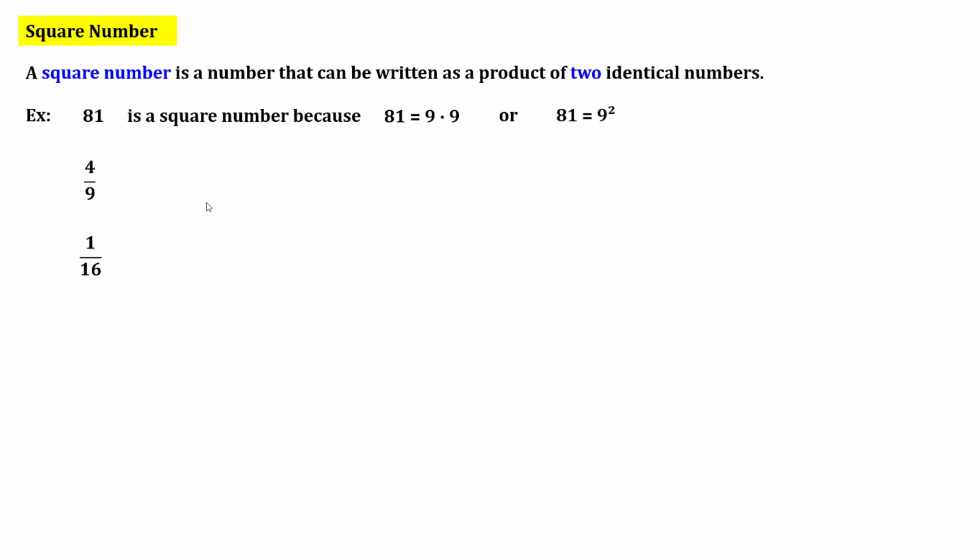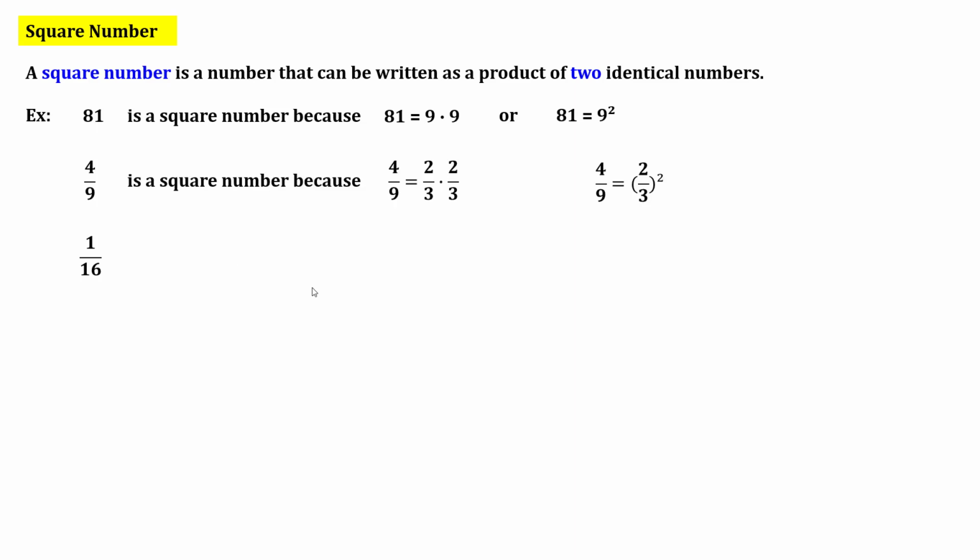So 81 is a square number because 81 is equal to 9 times 9, a product of two identical numbers, two nines. Or I can write 81 as 9 squared. And that's why 81 is called a square number, because it equals the square of another number, okay?